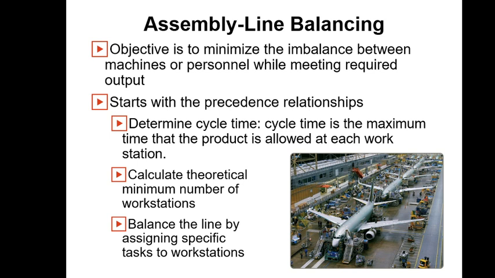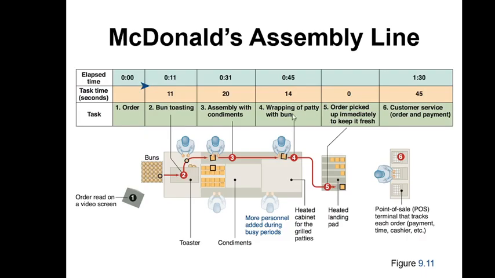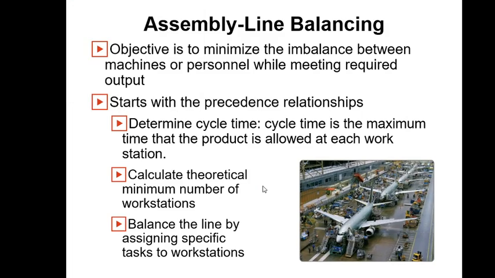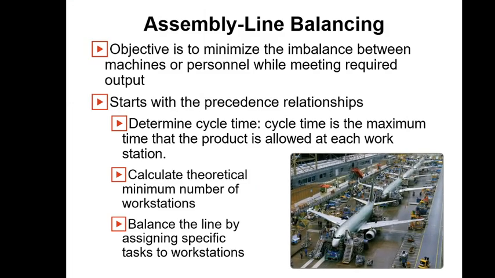Now, assembly line balancing always starts with the precedence relationships. You will notice from our example next meeting that we start by making the precedence relationship between the different tasks. For example, even in McDonald's, as I showed you in the McDonald's example, you cannot start with task number 4 before you do number 3 sometimes. And in some manufacturing companies, some tasks are related to other tasks.